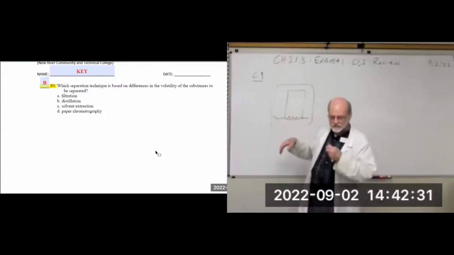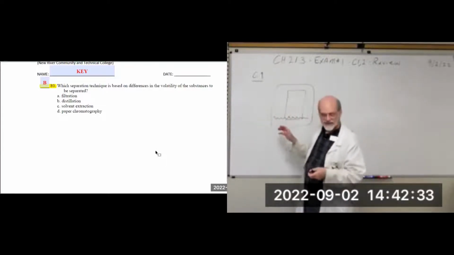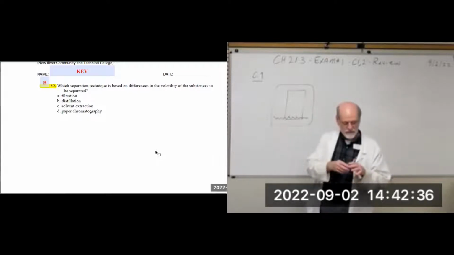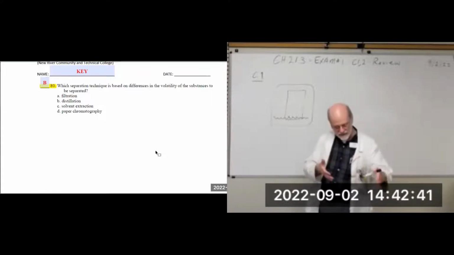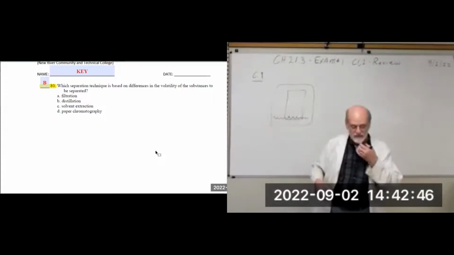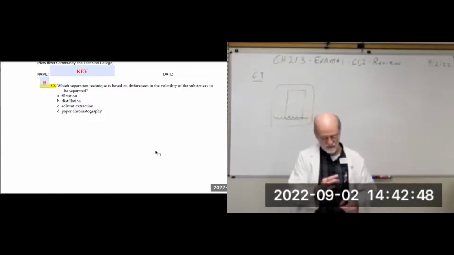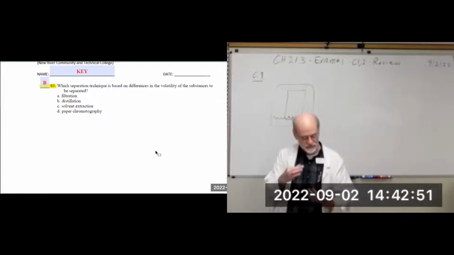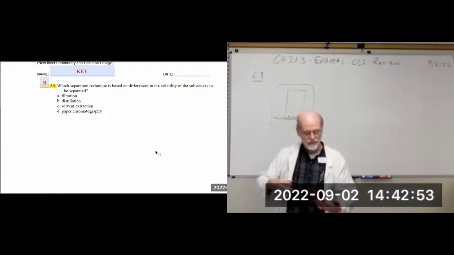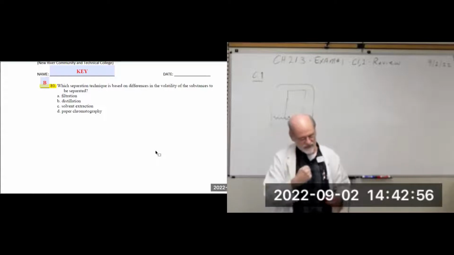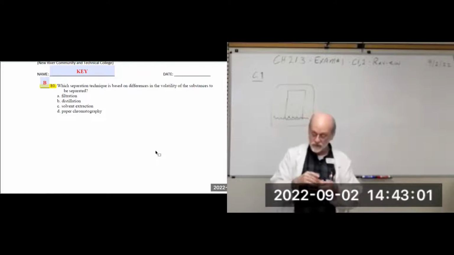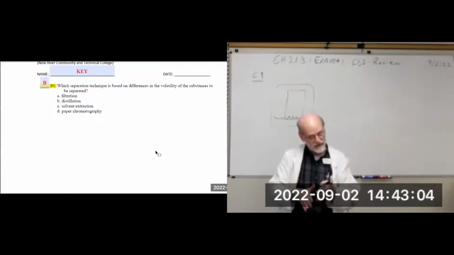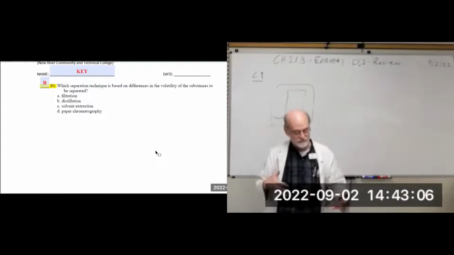Paper was the first. Then they went to a thin layer. They took a layer of silicon dioxide, usually, sometimes it's coated with something, and they layer it on a glass plate, let it dry, and then they use that instead of the paper. Or you can have a tube packed with little beads of a certain type of absorbent, and under high pressure, drive the solvent and your sample through it, and they will differentially be attracted to the beads or the solvent, and the ones that are more strongly attracted to the stationary phase will be the last ones to come out.